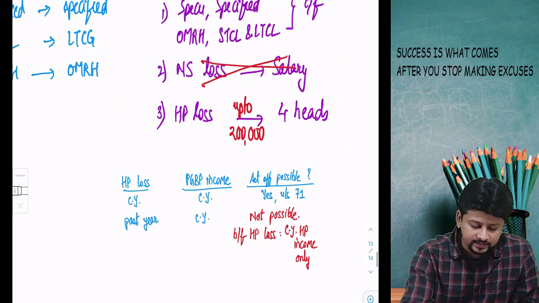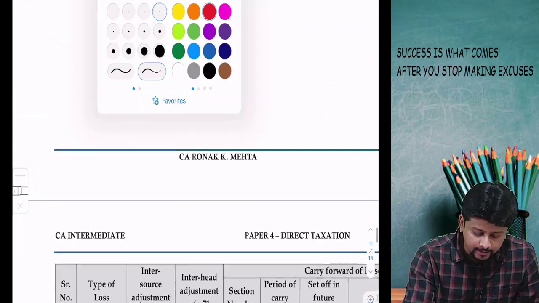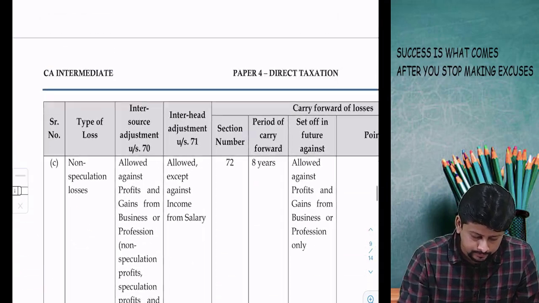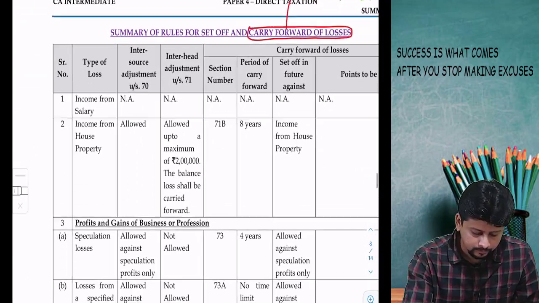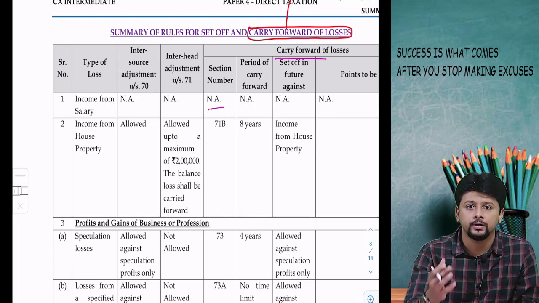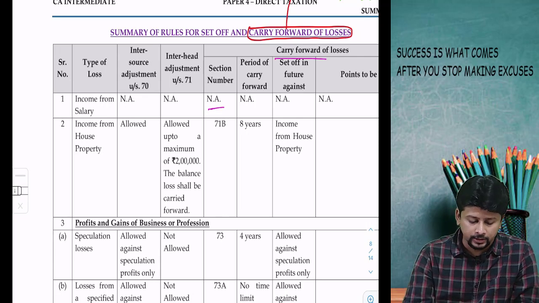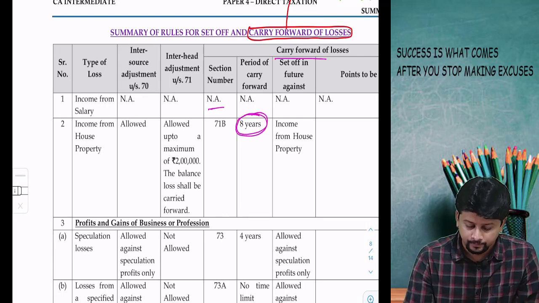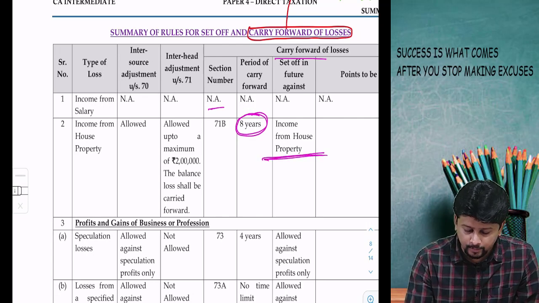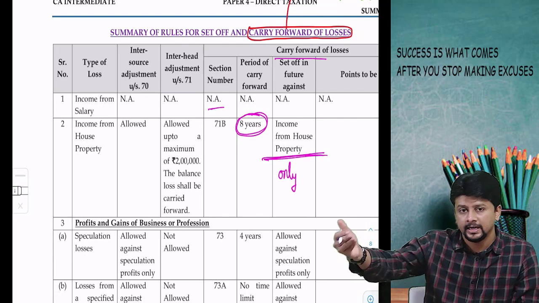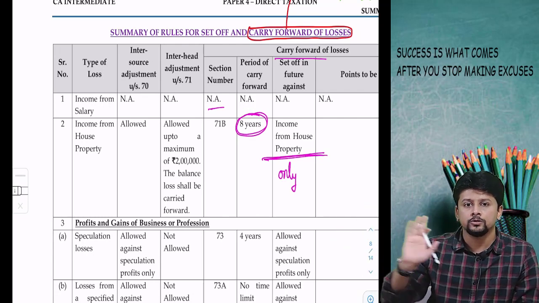Chalo, keeping this in mind, let us quickly revise carry forward provisions. Salary, never a loss, so no concept of any carry forward, no inter-source, no inter-head, nothing. Salary can never have a loss only. House property, carry forward is possible for 8 years, has to be set off against income from house property only. In future, when you will take it forward, you can set it off against house property income only.